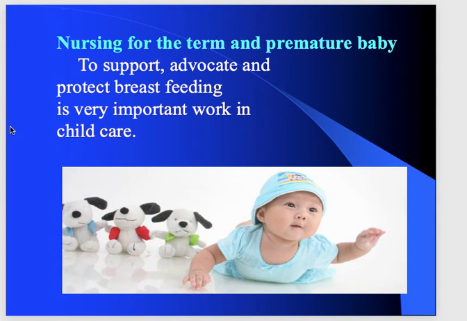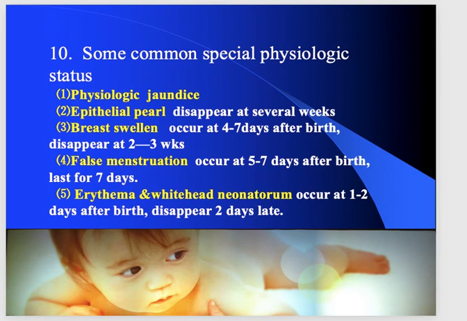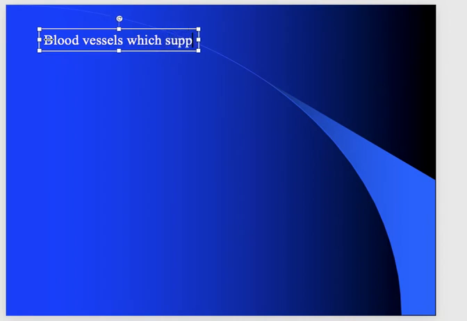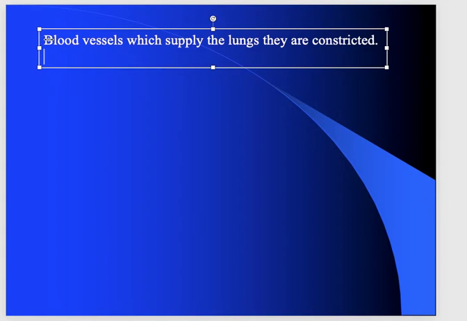So anyhow, to start with, you must understand what the changes are when the babies are born, okay? That's a very important thing, because in fetal life, the lungs are filled with fluid or amniotic fluid, and the oxygen is obtained by the placenta, as you know. And basically, the blood vessels that supply and drain the lungs are constricted. Okay, the blood vessels which supply the lungs are constricted.